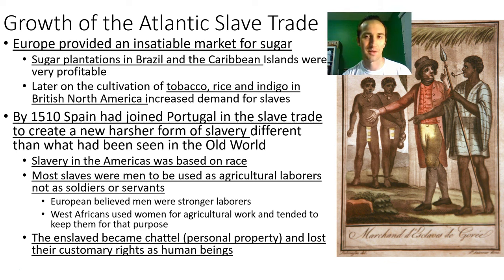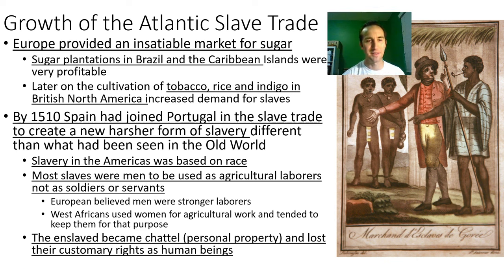Later on, the cultivation of tobacco, rice, and indigo for the British in North America increased demand for slaves there because sugar just wasn't growing as well in that region. But tobacco, rice, and indigo, that's big money, and that allows the growth of North America.